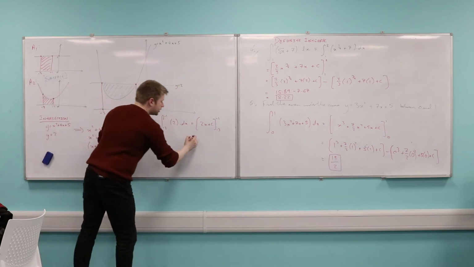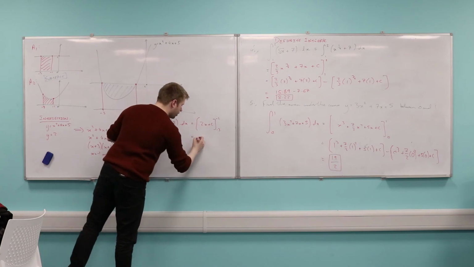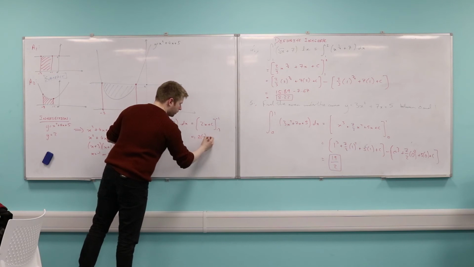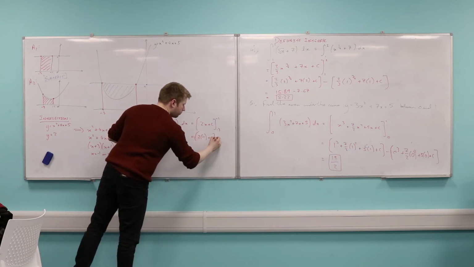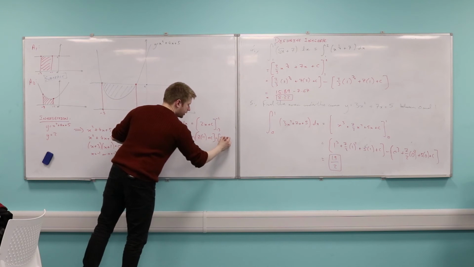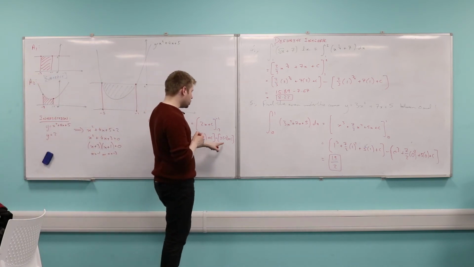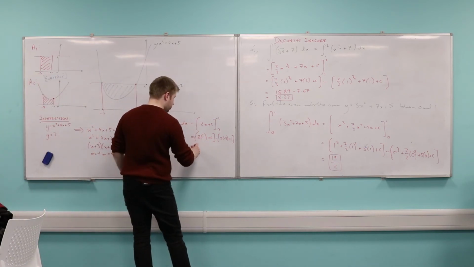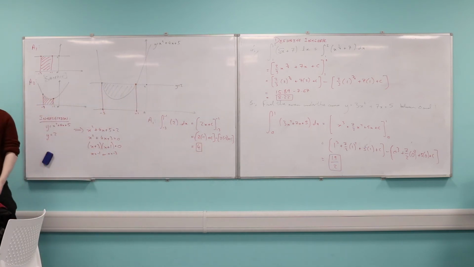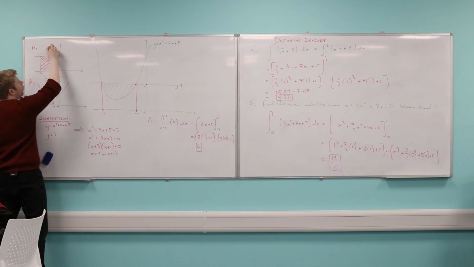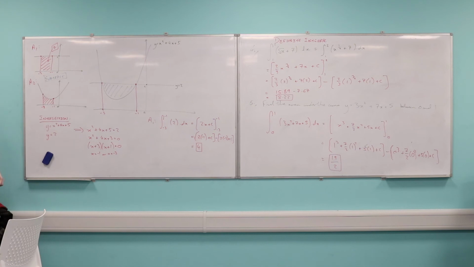So let's stick this in. We put negative 1 in first, so we get 2 times negative 1 plus c, minus 2 times negative 3 plus c. Let's have a look at this. You get negative 2 plus 6, which is going to be equal to 4. Does that make sense? So the area of this thing up here is equal to 4.